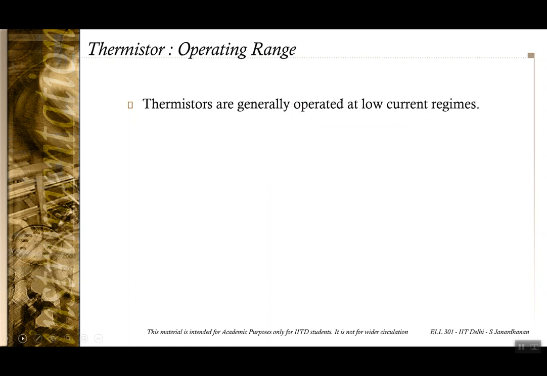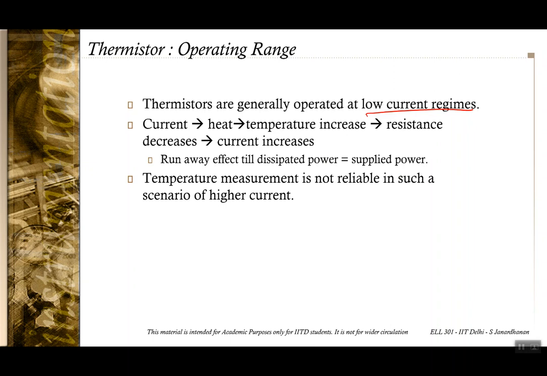Okay, one major factor in the use of thermistors is that they should generally be operated in low current regimes, and this is because of their temperature coefficient of resistance being negative. That would mean that if by chance the thermistor is operated at a range at which you have significant current flowing, such that the current is large enough to heat the thermistor, the heat is basically a temperature increase of the thermistor, and the thermistor's resistance decreases.